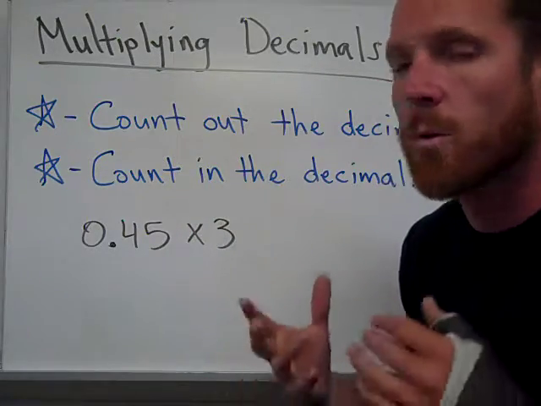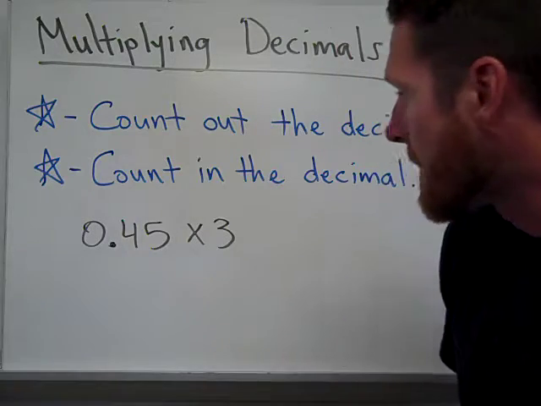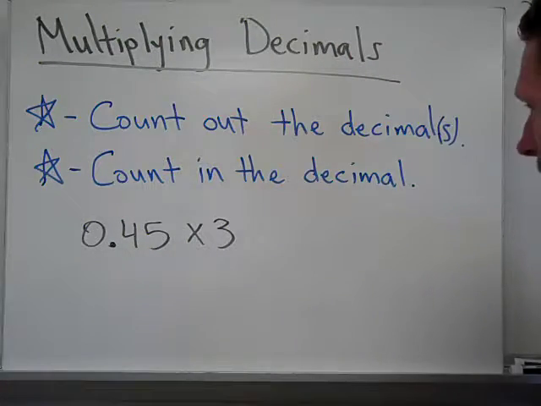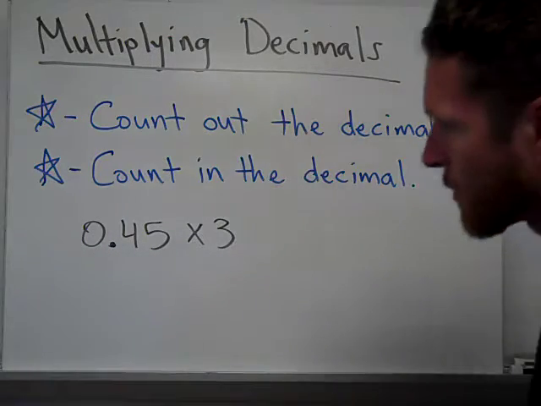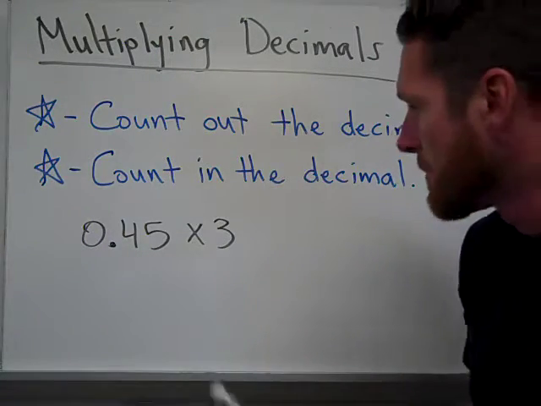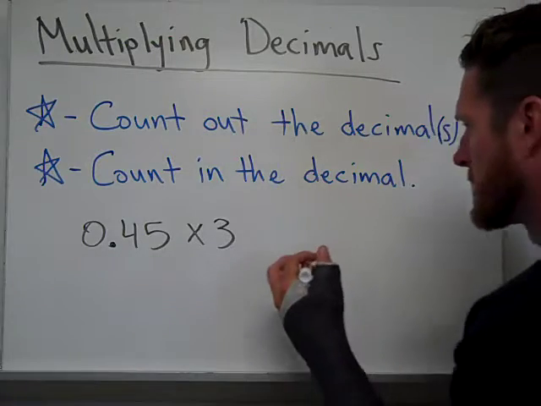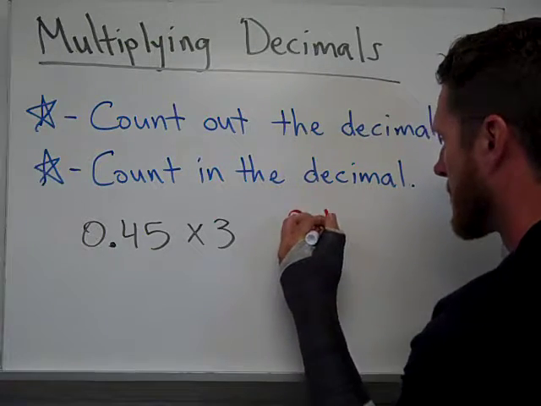Now you're probably thinking, well, what does that mean? And I'm going to show you right now. We've got a problem right here that says 45 hundredths multiplied by 3. So I'm going to set up my problem.